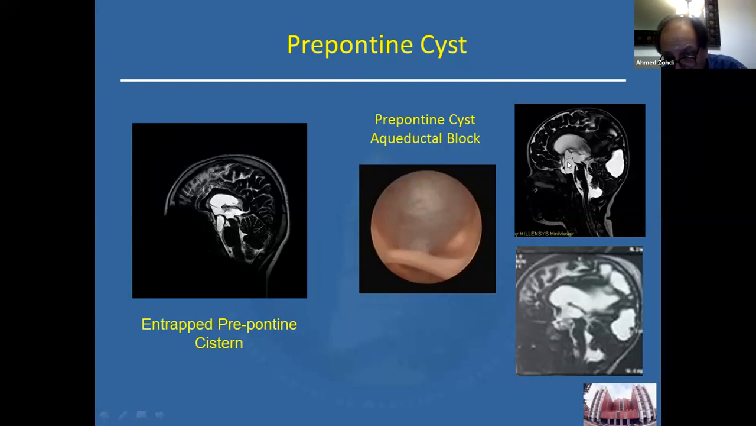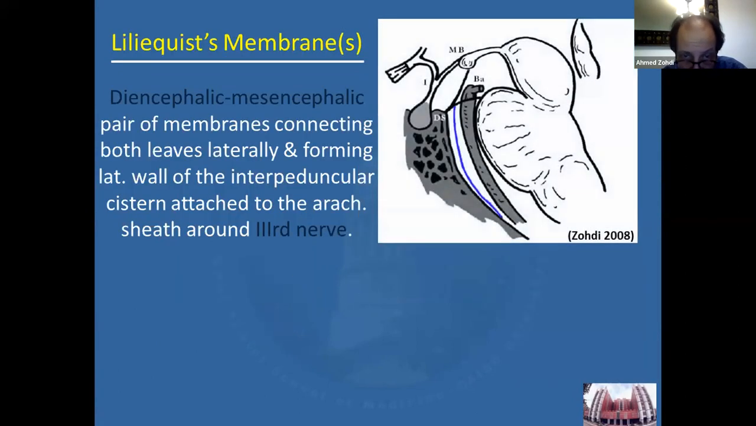This is another case with a prepontine cyst, supracerebellar cyst and aqueductal stenosis. You solve all this problem by just an ETV, but going through all the three layers, as I will explain here. If you go here, then this is what you'll see.